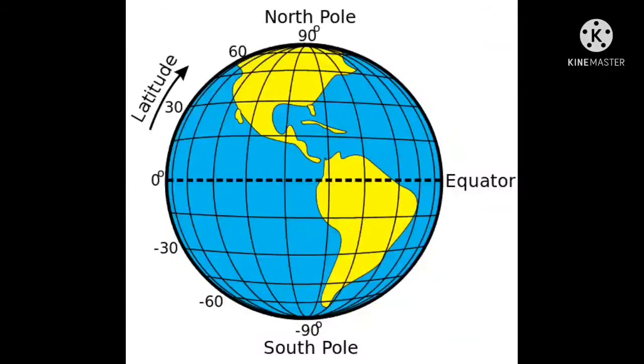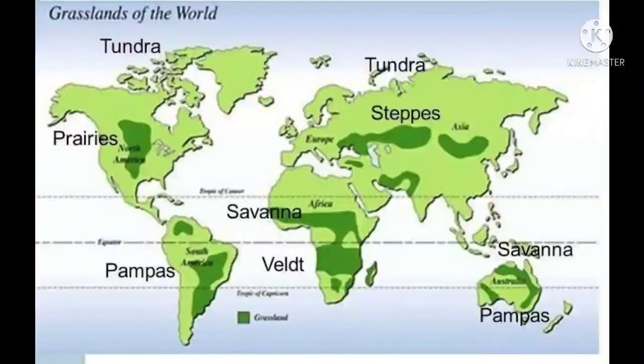The temperate grasslands are found between 30° to 55° latitudes in both the hemispheres. The temperate grasslands are known as prairies in North America, pampas in South America, steppes in Eurasia, velds in South Africa, and downs in Australia.